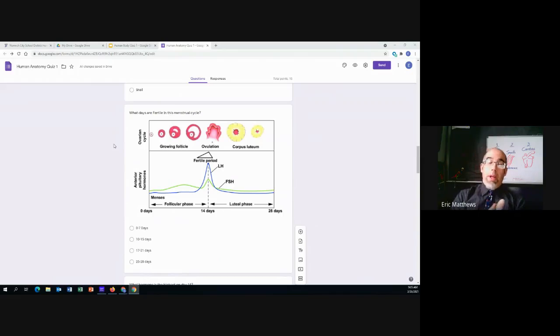All right, so here we are with our menstrual cycle diagram. This says, what days are fertile in this menstrual cycle? So what days are fertile? Would it be 0 to 7, 10 to 15, 17 to 21, or 25 to 28? So what days are fertile in this menstrual cycle? 0 to 7, 10 to 15, 17 to 21, or 25 to 28?